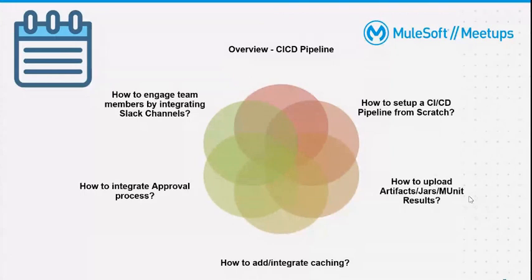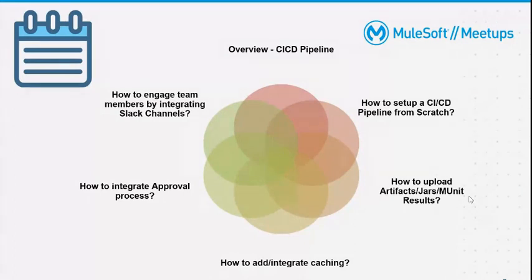Then we'll see that from dev you can deploy directly, but when you're deploying to production, somebody has to review your pipeline code, what you're actually doing. So we'll see how to add the reviewers and how to add the approval process. And then we'll see how you can engage your team members in a better way.